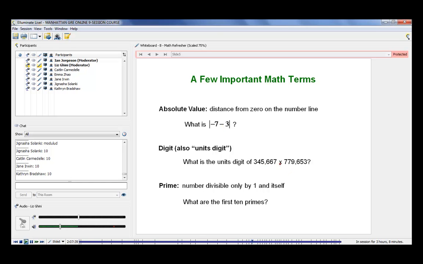How about this problem? What's the units digit of 3,456,667 times 3,456,667? Units digit means the ones digit. Anybody know? Ooh, Catherine, yeah, it has to be 1. Caitlin, excellent. All right, it does have to be 1. Catherine, why does it have to be 1? Hop on the mic. You don't have a mic. All right. Oh, yeah, that's right.